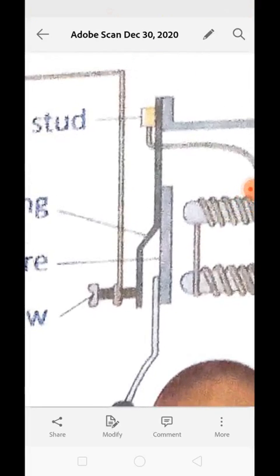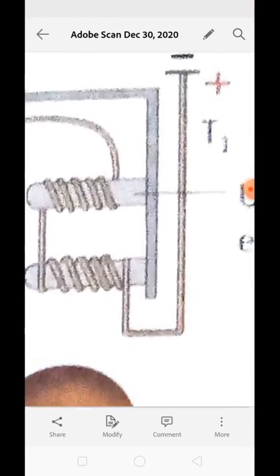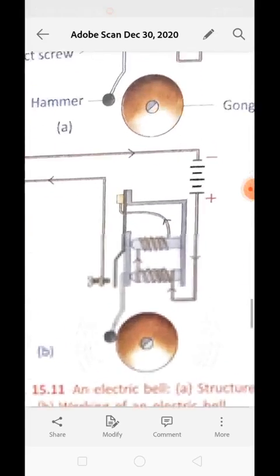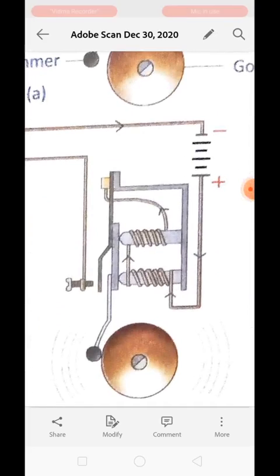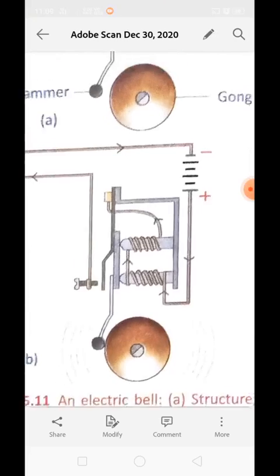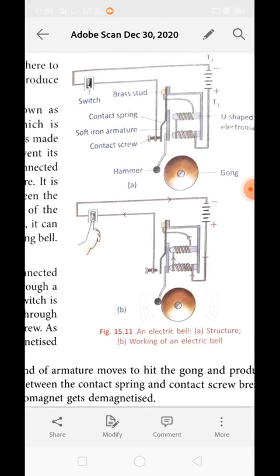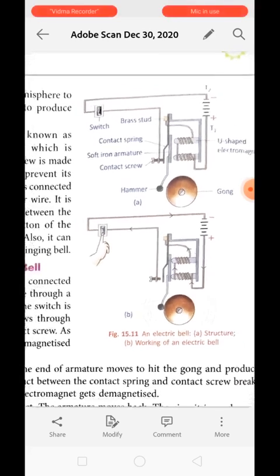And again the current will flow through the circuit, and again this U-shaped electromagnet will attract the armature, and from this diagram it will shift to this, and it will hit the gong, and again the contact will get broken. It means the circuit of the electric bell is converted from a closed circuit to open, and open to closed, and then again closed to open. This will be repeatedly done, and because of this the electric bell has a tring tring sound. Understood? Clear? This is how the electric bell works.